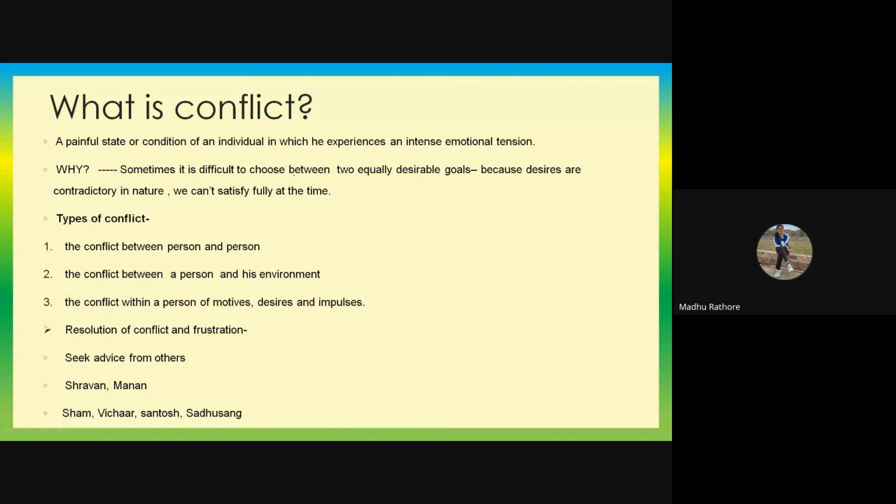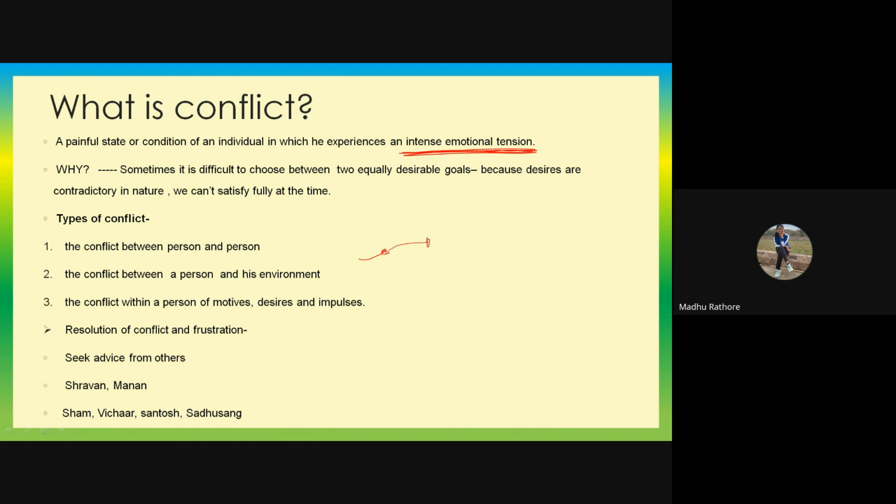Next is, what is conflict? Conflict is a painful state or condition of an individual in which he or she experiences intense emotional tension. Why does it happen? Sometimes it is difficult to choose between two desirable goals. Because desires are contradictory in nature, we cannot satisfy both fully at one time.